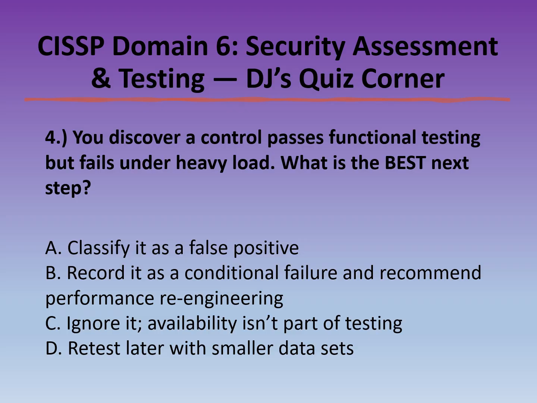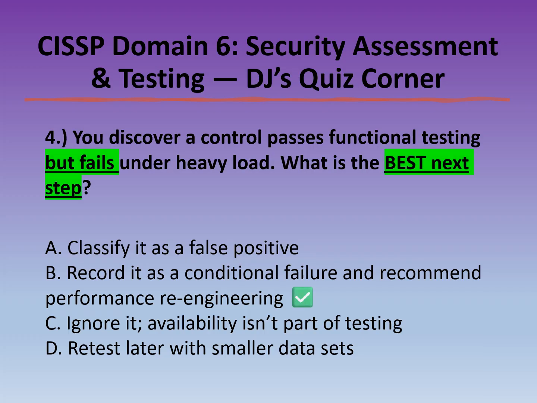Question 4. You discover a control passes functional testing but fails under heavy load. What's the best next step? A. Classify it as a false positive. B. Record it as a conditional failure and recommend performance reengineering. C. Ignore it. Availability isn't part of testing. D. Retest later with smaller data sets.